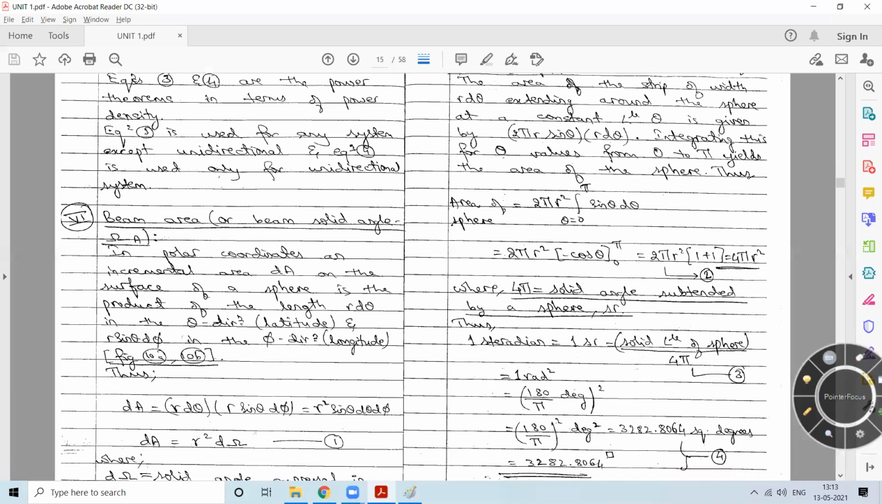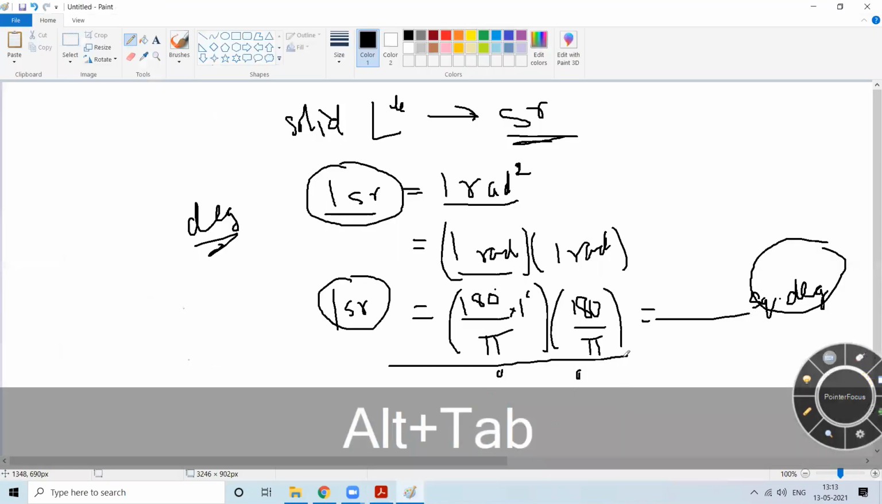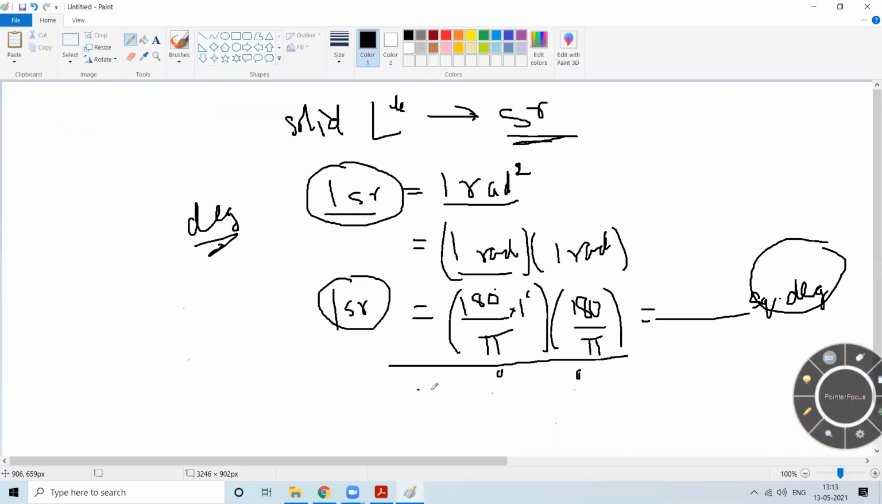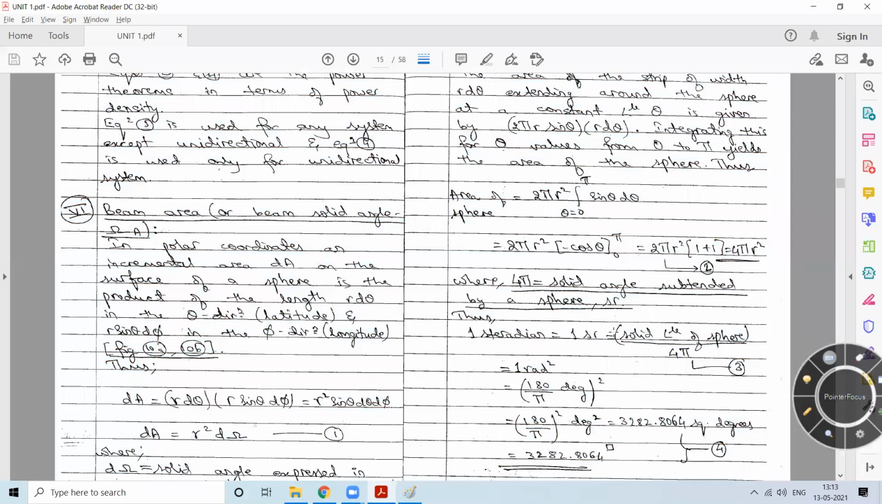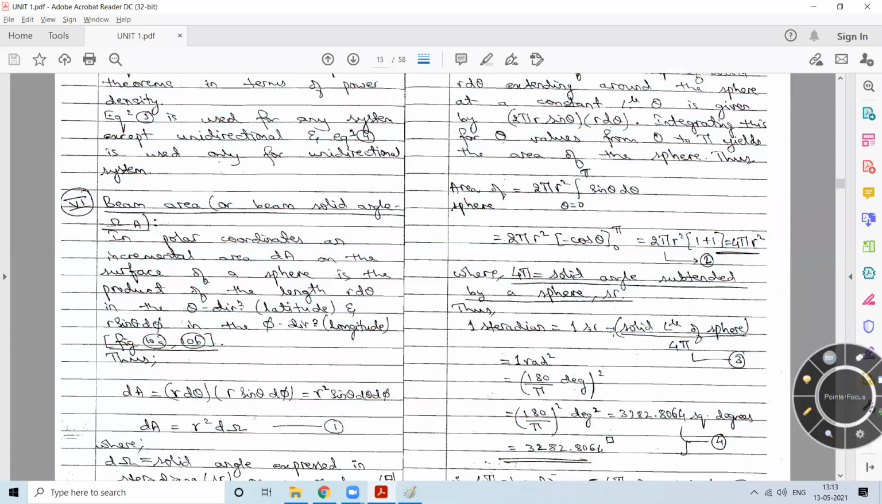So this is the value, and this is how you represent it. Instead of writing square degrees every time, whatever value you get, 3282, you represent square degrees with the square in the superscript, with the square over here. So this is how you represent it. So this is with respect to the steradian representation.